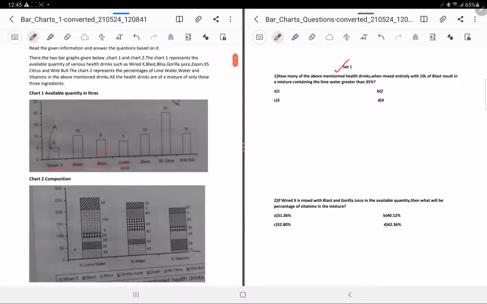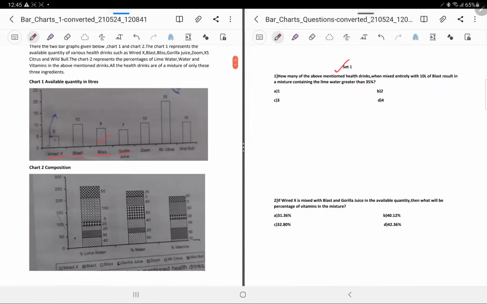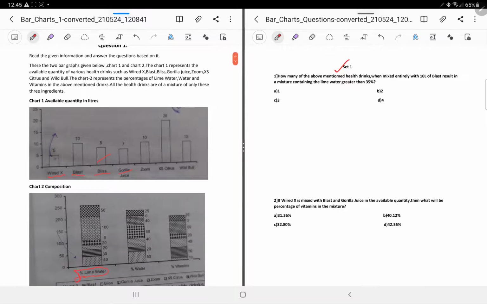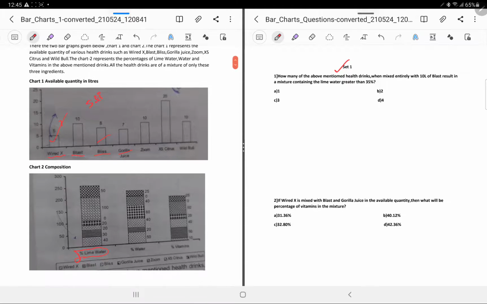So what is given in chart 2 is, for example, you are talking about the lime water. These drinks are made up of, for instance, Wired X. It is 5 liter in quantity, and the percentage of the lime water is 40%. 40% of what? The 40% of 5 liter is lime water, then 50% is water, and 10% of 5 is vitamins. And similar data is given for all the drinks.